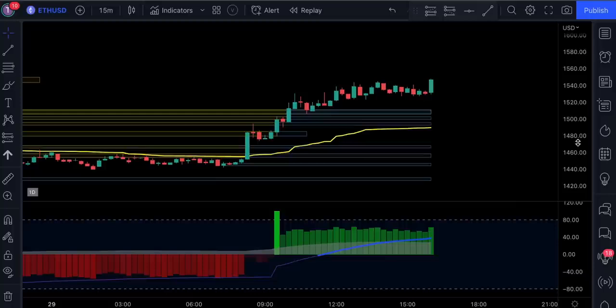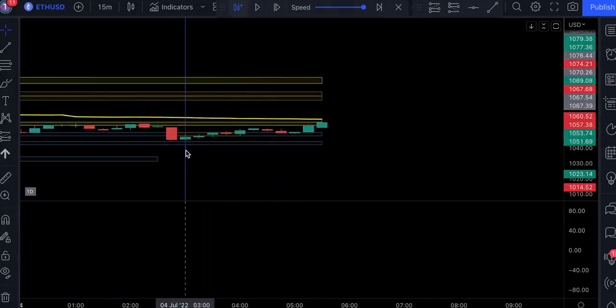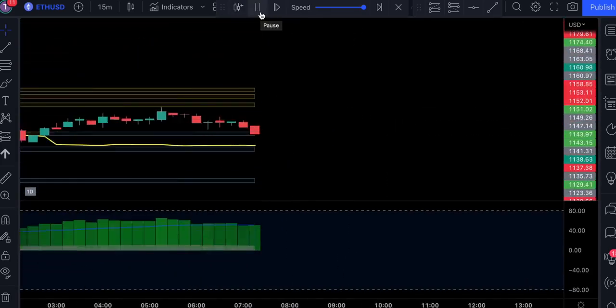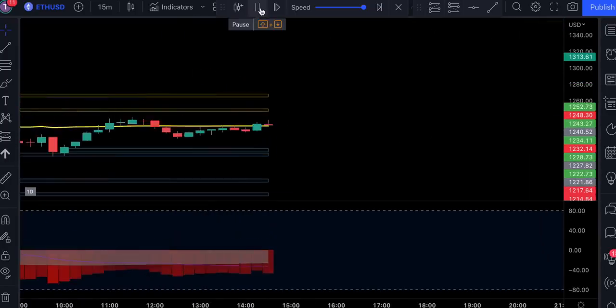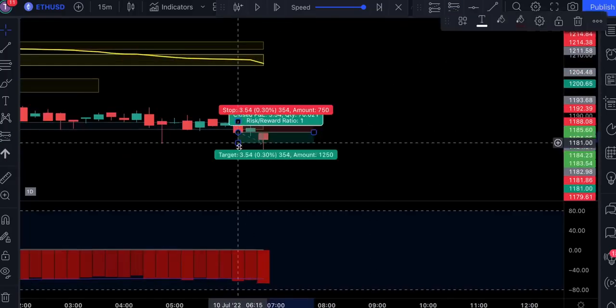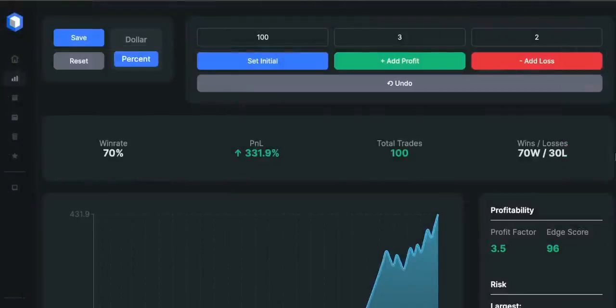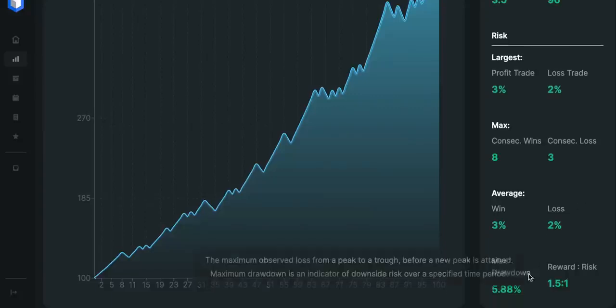Now let's do our backtesting to see how effective this strategy is in different market conditions. Alright, so after 100 trades, the results for this strategy are really impressive. The win rate is 70% and we increased our account size by 331.9%. The profit factor is 3.5 and we had 8 consecutive wins against 3 consecutive losses. Also notice how small our maximum drawdown is.